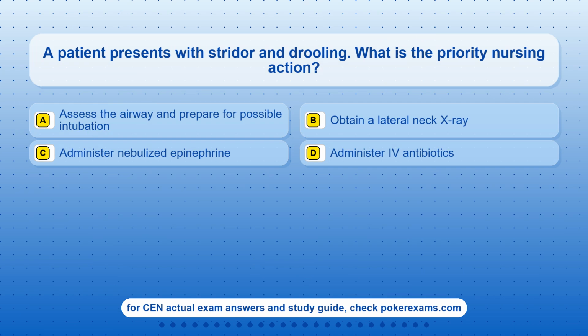Question 21. A patient presents with stridor and drooling. What is the priority nursing action? Option A, assess the airway and prepare for possible intubation. Option B, obtain a lateral neck X-ray. Option C, administer nebulized epinephrine. Option D, administer IV antibiotics.